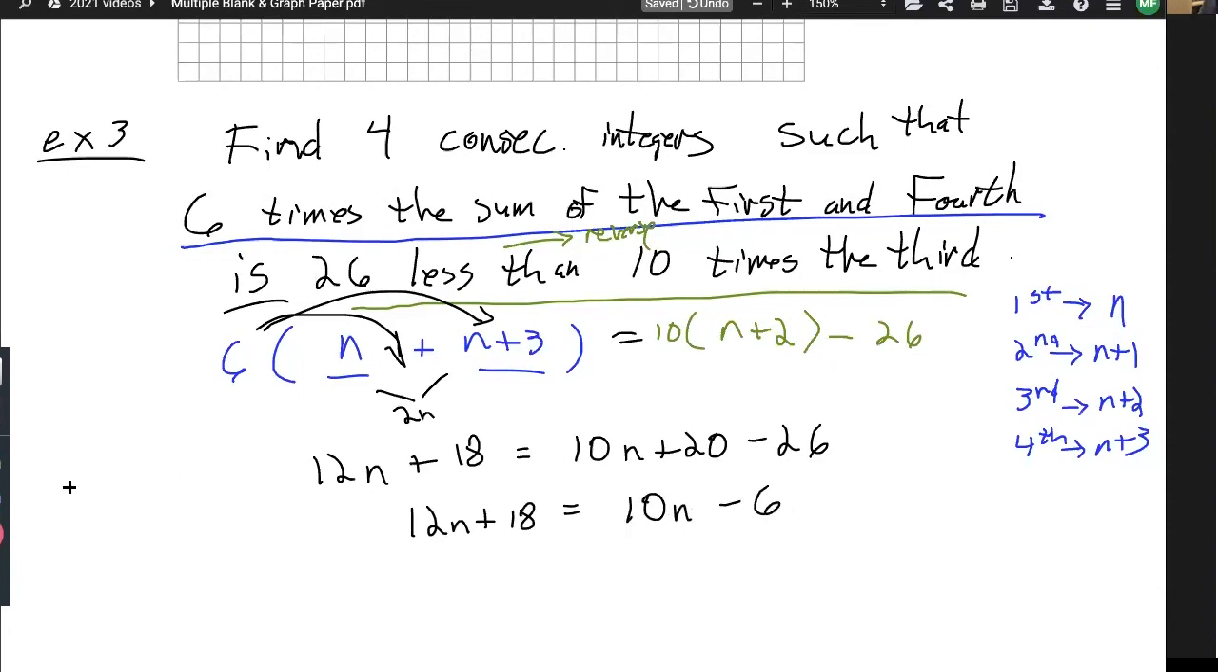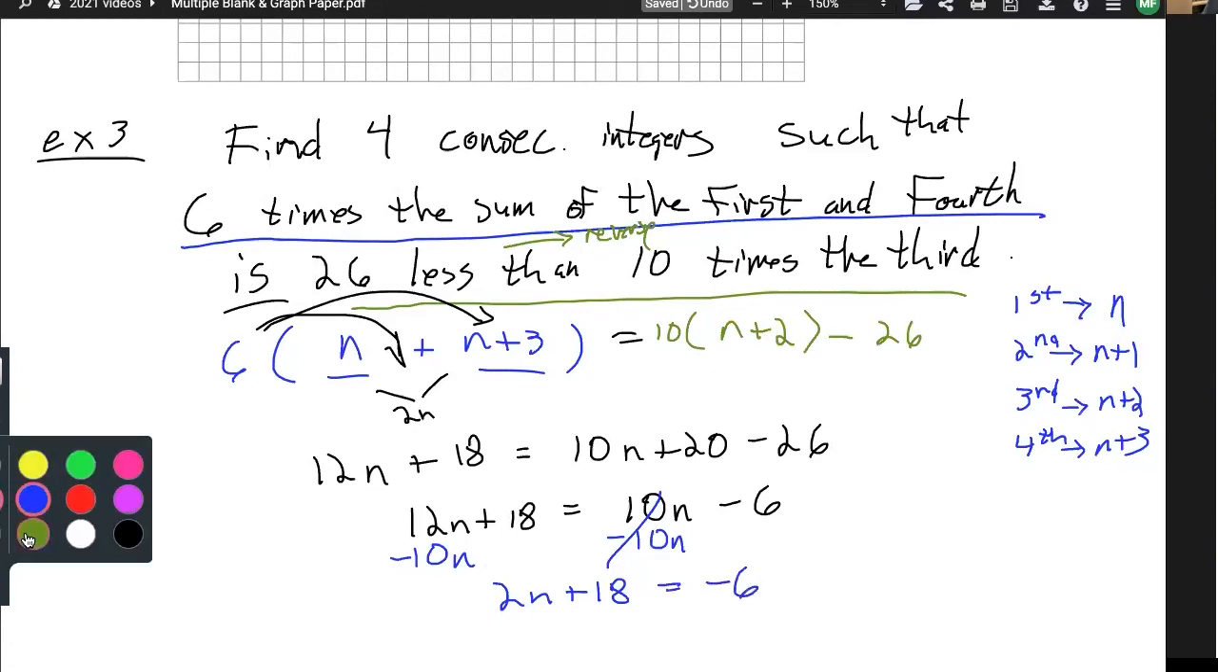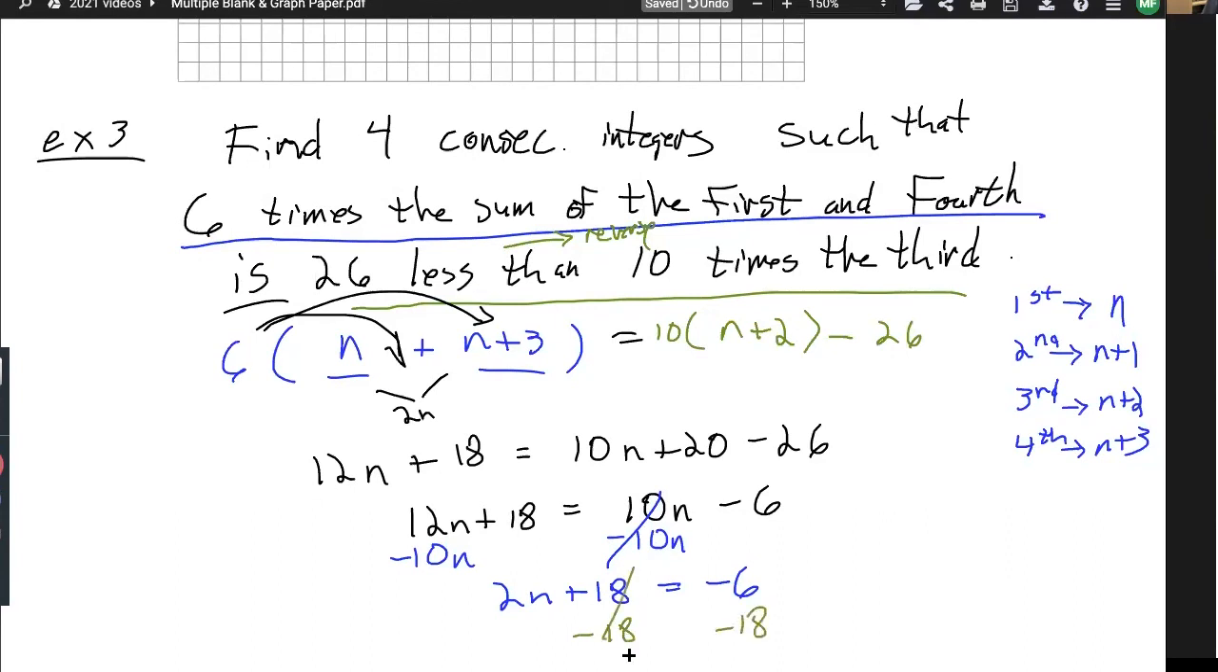All right, get rid of the smaller variable term, which is this 10n, so let's subtract 10n from both sides. So we get 2n plus 18 equals negative 6. All right, so let's get rid of the constant on the variable side, so subtract 18. Okay, we're already at negative 6 and we're subtracting 18, so that means we're going to be at negative 24. Last step, divide by the variable's coefficient. So n equals negative 12, but that's not our answer. We're asked to find 4 consecutive integers.